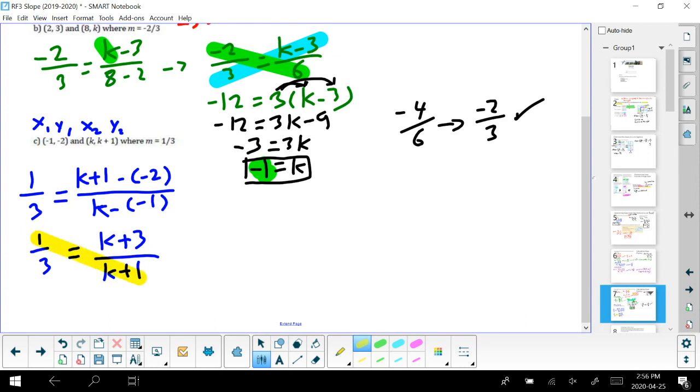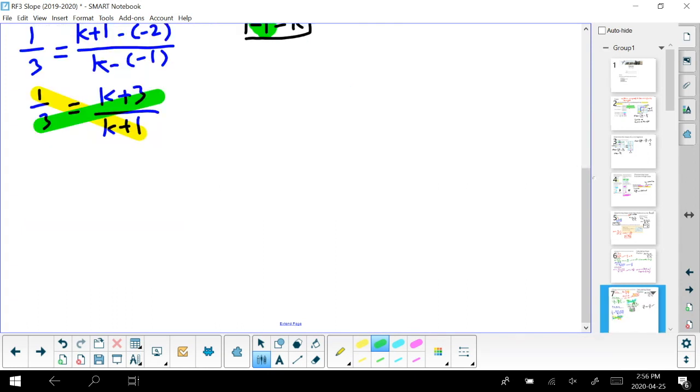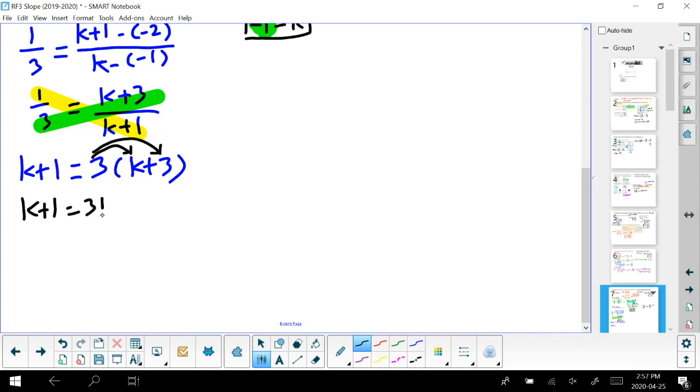So 1 times k plus 1 gives me k plus 1. And 3 times k plus 3 means that I have 3 times k plus 3. So let's go ahead and write that down. I still have k plus 1 on the left side because 1 times both of those terms just leaves us with k plus 1. And then on the right-hand side, I have 3 times the k plus 3. I need to distribute that 3 to both terms inside of the brackets. So I have 3k plus 9 is equal to the left side, k plus 1.